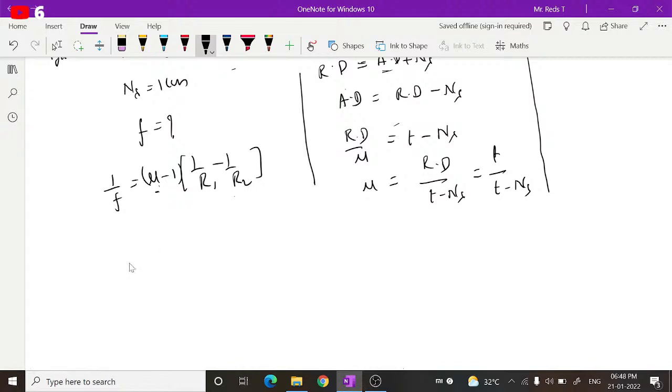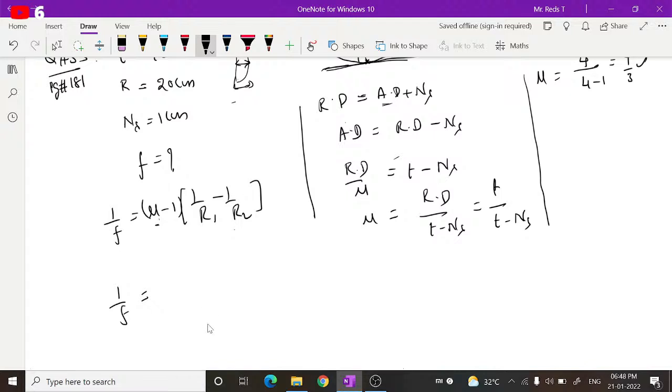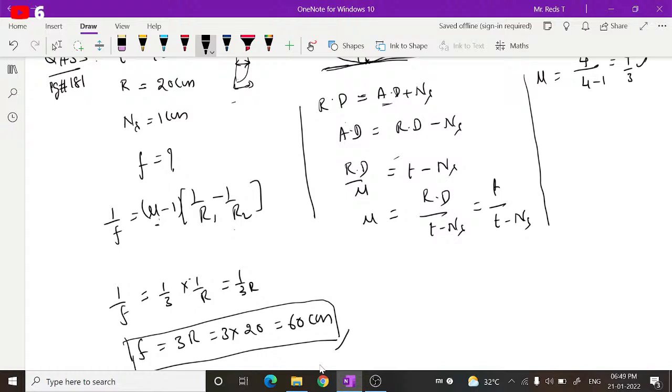Now let's find the focal length. 1 by f is equal to mu minus 1, where mu is 4 by 3. 4 by 3 minus 1 is 4 minus 3 by 3, so it is 1 by 3. For a plano-convex lens, R1 is infinity and R2 is minus R, so it is 1 by R. It is equal to 1 by 3 into 1 by R, so 1 by f is equal to 1 by 3R. F is equal to 3R, which is 3 into 20, so it is equal to 60 centimeters.